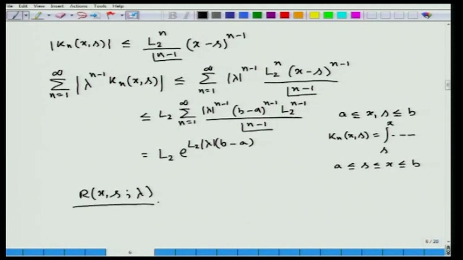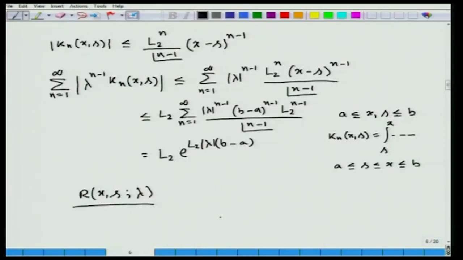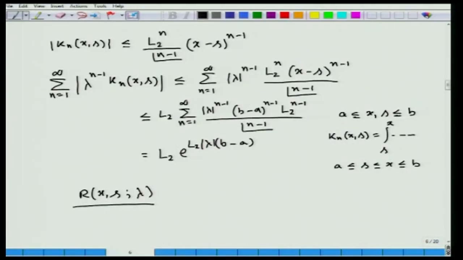resolvent kernels, is uniformly convergent, and using the formula for successive iterates of the resolvent kernel we can easily verify that every iterate k n x comma s is continuous. So, that means that series summation n running from 1 to infinity lambda to the power n minus 1 k n x comma s converges uniformly to a continuous function, and that is denoted by r x s lambda.